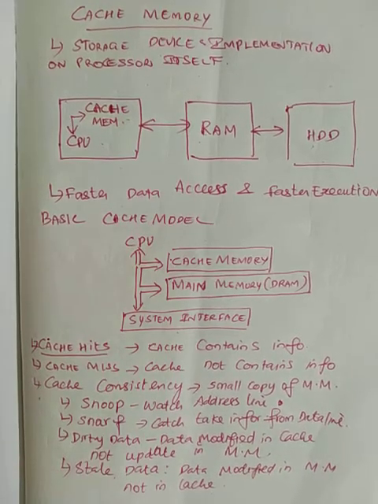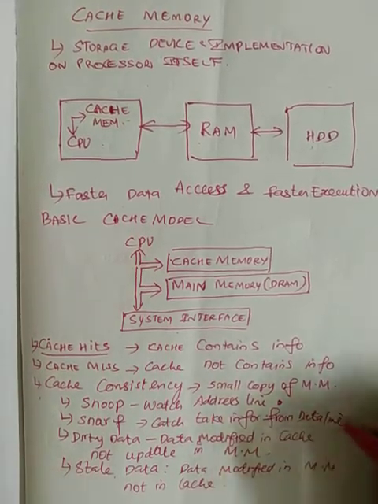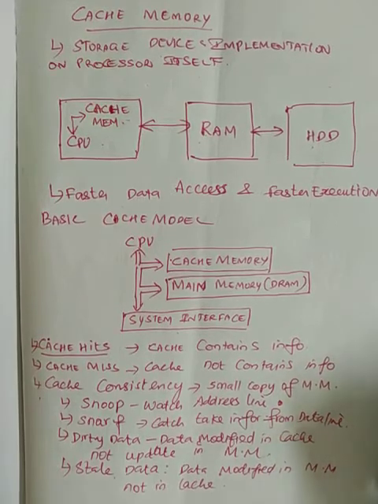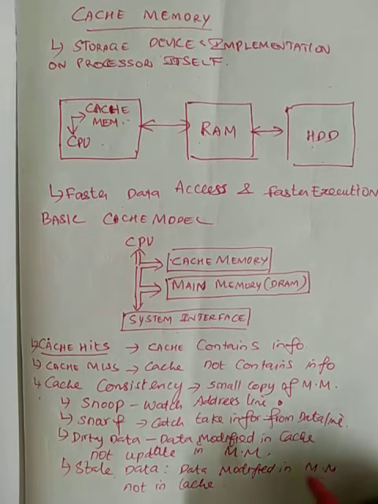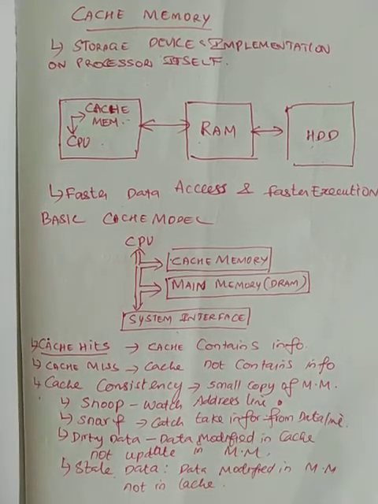Welcome back. I'll be taking part 2 of this cache memory, and here I discuss cache consistency. So this cache consistency has to achieve the following things. What is called snoop? Cache snoop is nothing but, any update that happens between the cache and main memory has to be watched through the address line. That is bus snooping.